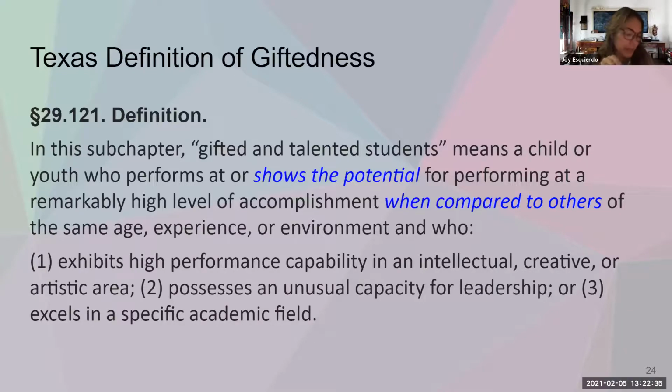And then here we talk about those local norms, right? When compared to others of the same age, experience, and environment. And that's very important to have there. I know Theresa spent some time talking about the importance of local norms. And so the Texas definition of giftedness does reference that, right?